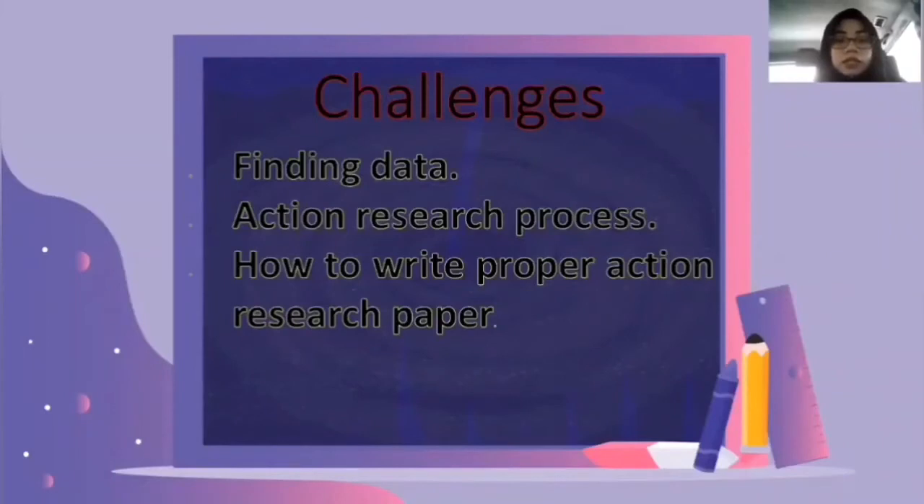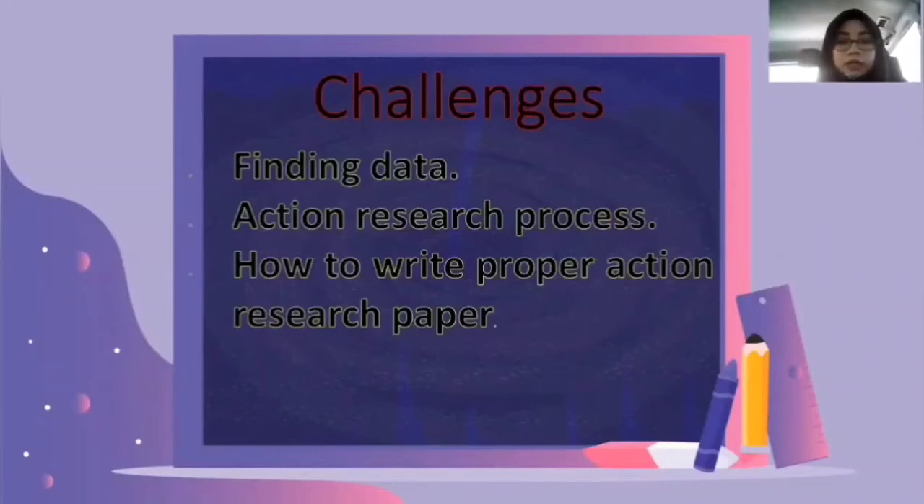The next thing was that the action research process was a bit confusing for me, because this was the first time that I was conducting an action research. But I did receive guidance from my lecturer, so I managed to do the action research.